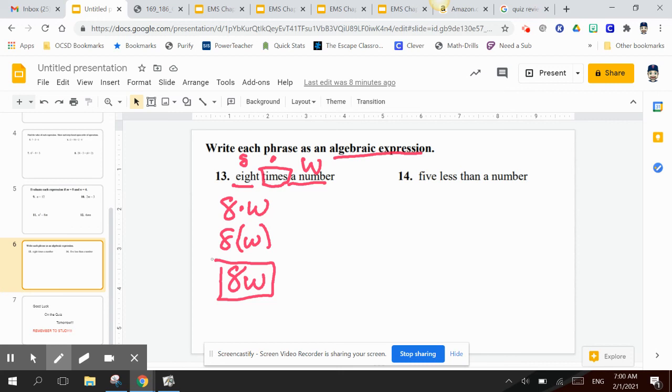Number 14, 5 less than a number. So again, I look at my number, which is 5. Less than, that tells me to subtract. A number, I'm not sure what number I'm taking 5 away from, that's w. So in order for me to take 5 away from this number, I have to know what the number is first. So this is where my variable has to go first. I need to know the number that I am taking away 5 from, and then I subtract 5. This is the only one that you'll have to work backwards in order to solve.